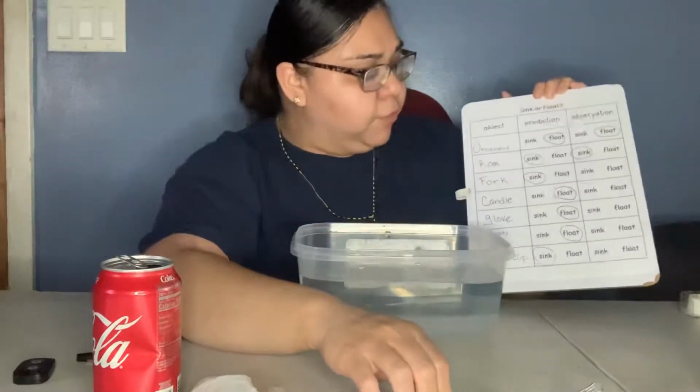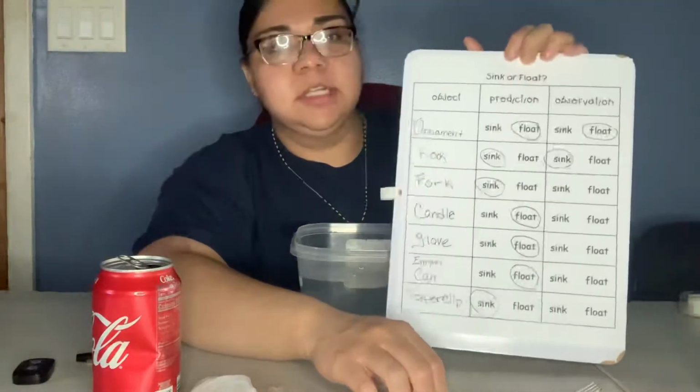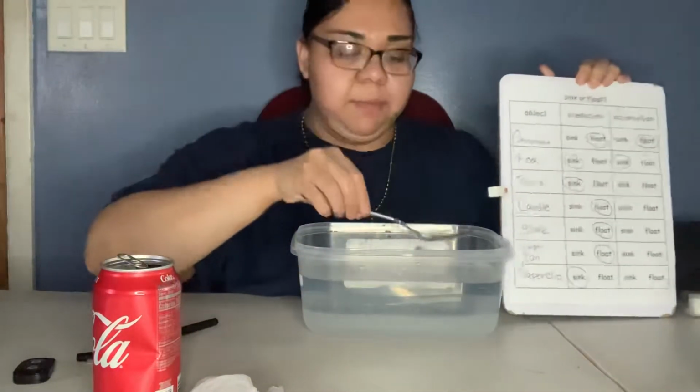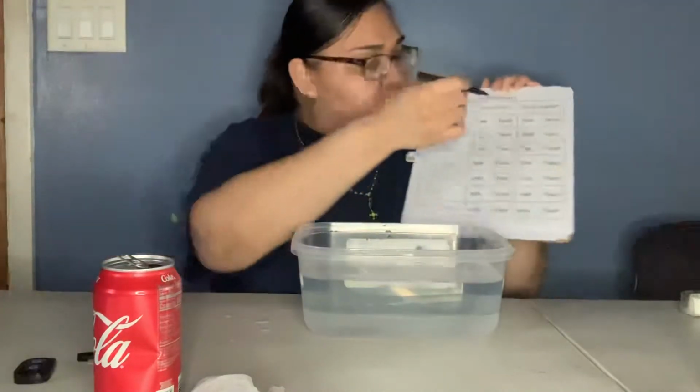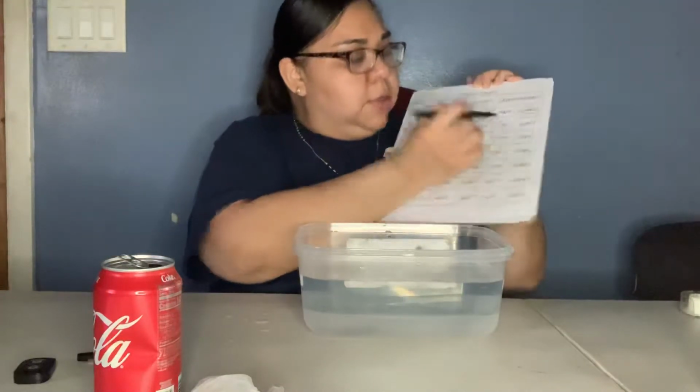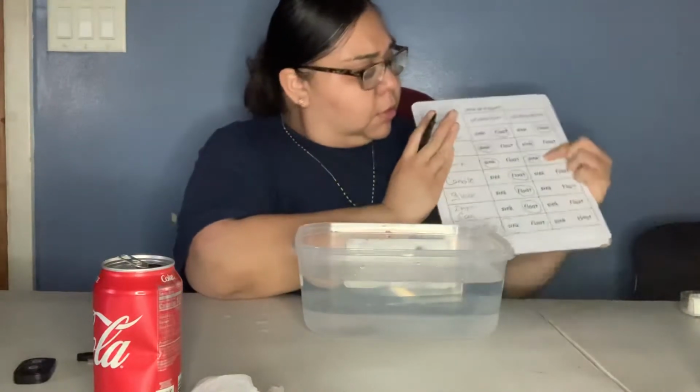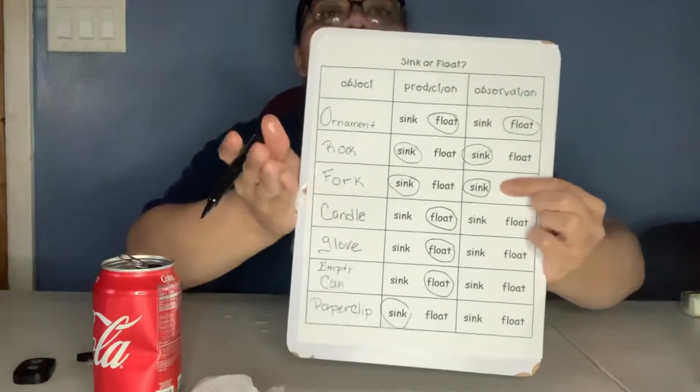Our next one is a fork. I think the fork is going to sink. Let's see what actually happens. Yep, it went all the way to the bottom. So we're going to circle sink. Sink.